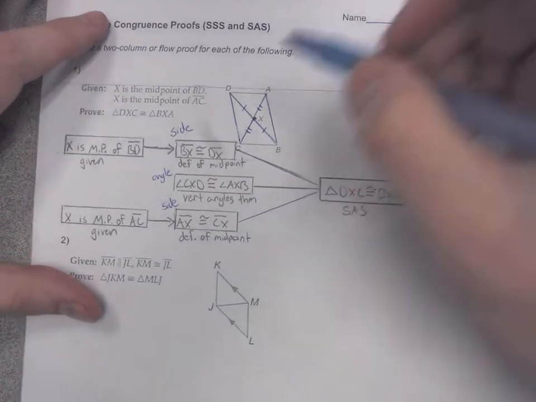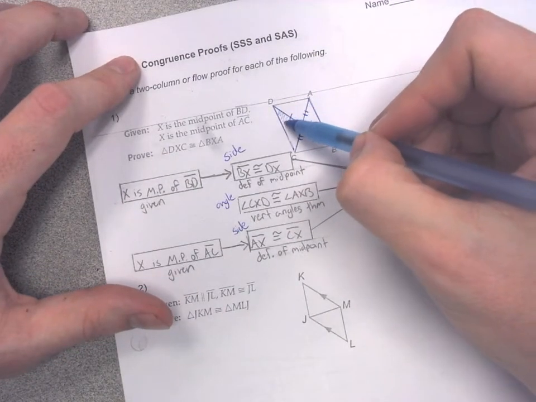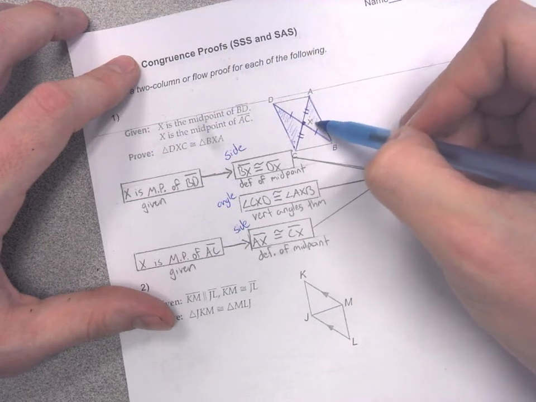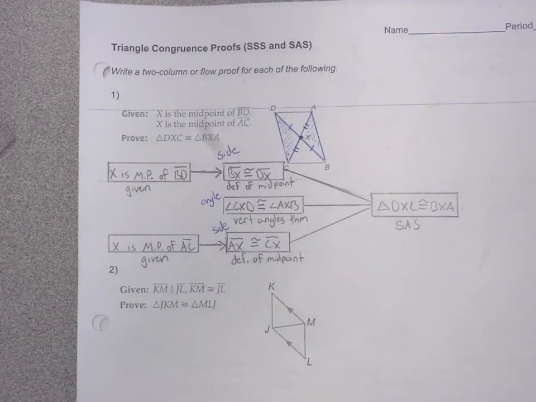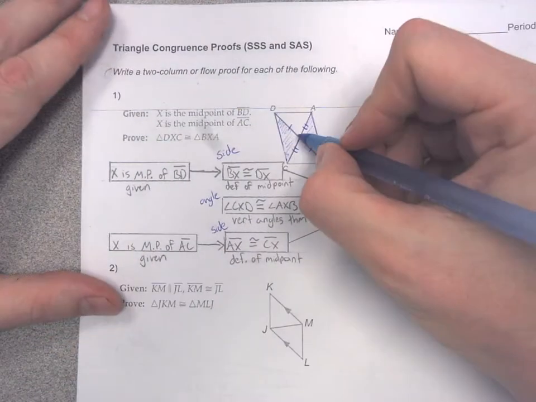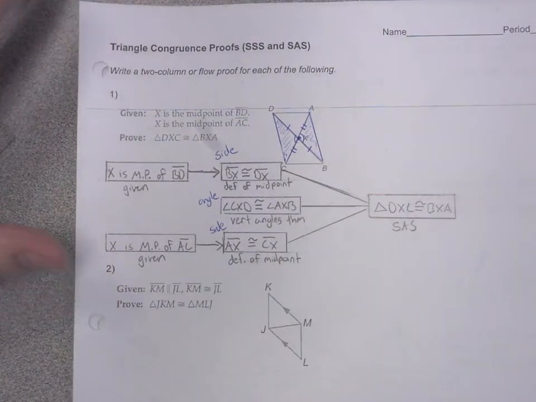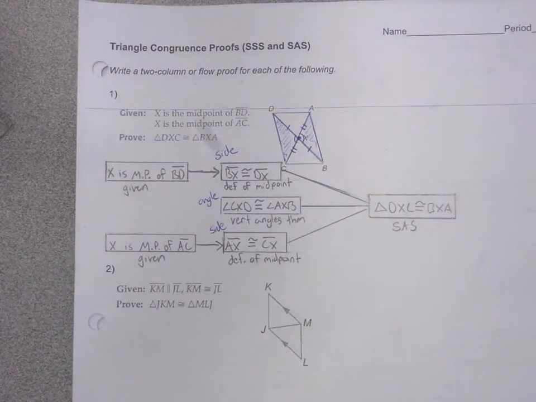I'm going to shade the triangles that I'm talking about. So the triangles that we're talking about are these 2 blue ones right here. Okay, so we already have side and side. Now, you might also recognize that these are vertical angles. Okay, so now we have side, angle, side, right?